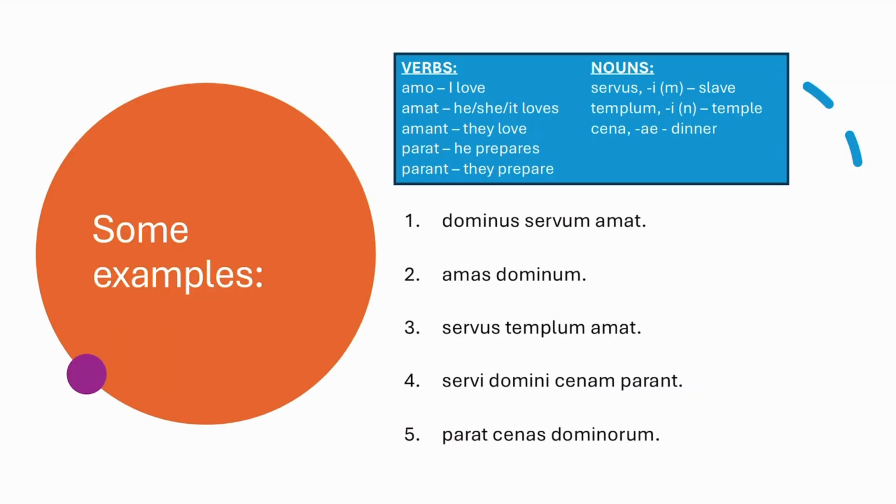Let us then practice. So I would recommend you pause here, have a go for yourself using the vocab list on the top of your screen, and let me know in the comments how it goes. So, dominus servum amat. Your -us ending shows that it is the nominative, it is the subject.